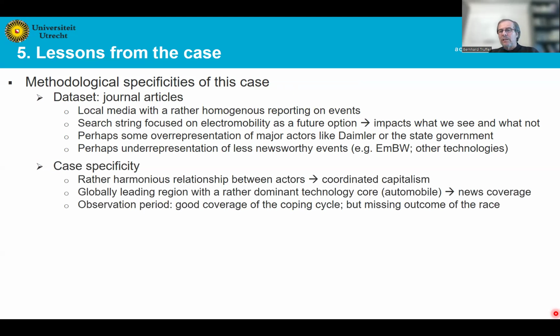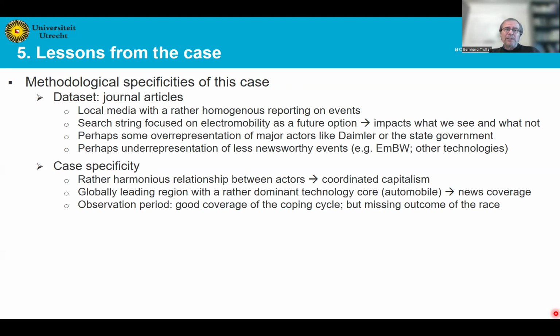With regard to this case specificity, I would really say that this rather harmonious relationship between actors, this coordinated form of capitalism, is a specificity. If you had run the same analysis in the Chicago region or Toronto region, which is equally hit by the electrification of the car, probably we would have seen different positionings of actors and different types of networks. Also, Baden-Württemberg is a globally leading region with a rather dominant technology core, the automobile. And of course, then you would also have more coverage than if it's just one among many technologies in a region that get challenged by transitions.